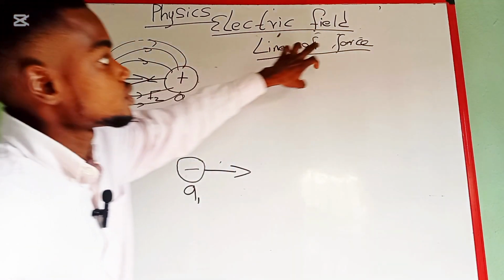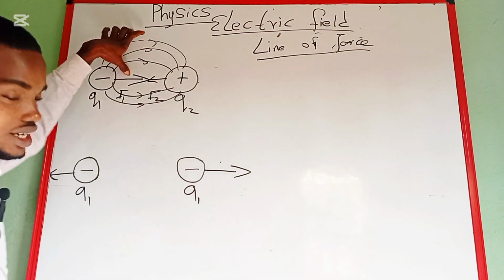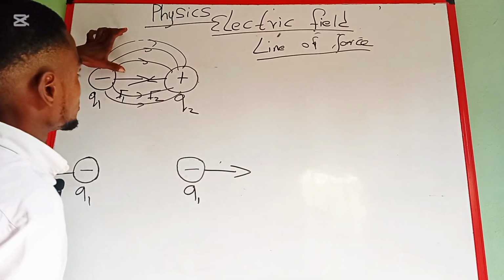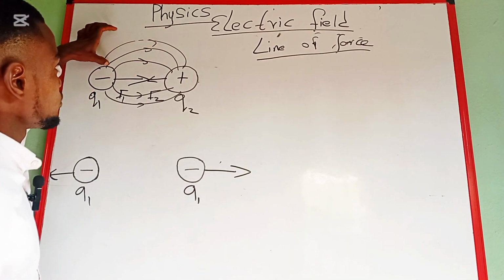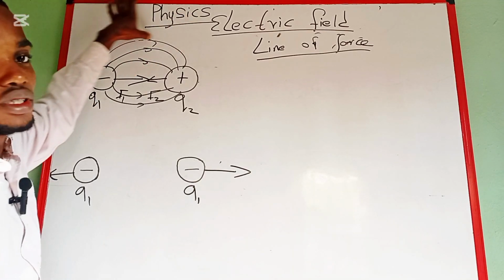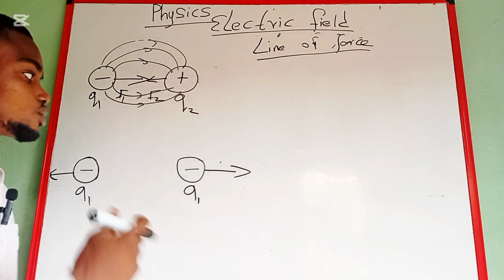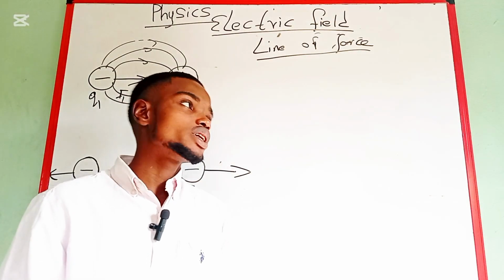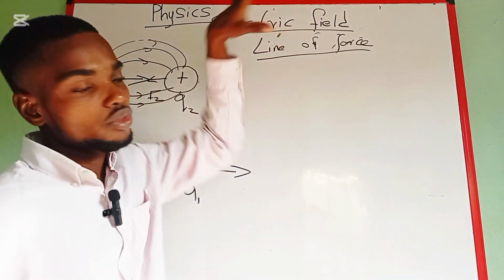Now, the line of force is used to represent the electric field. That is the easier explanation. Now, we have to go into the formulas we're going to be looking at in electric field.